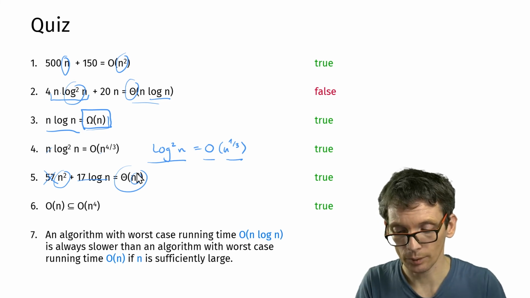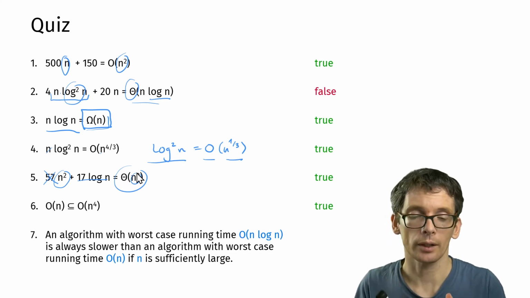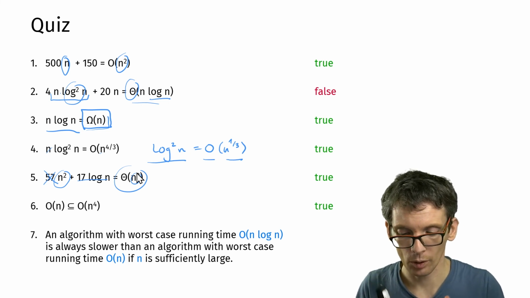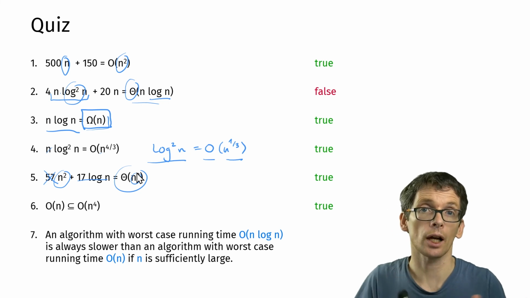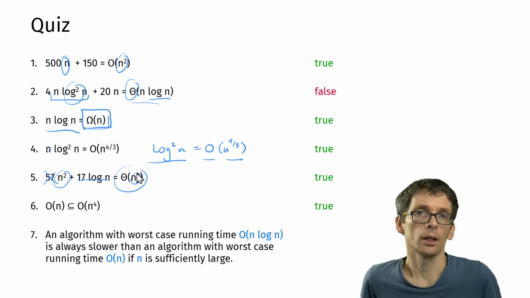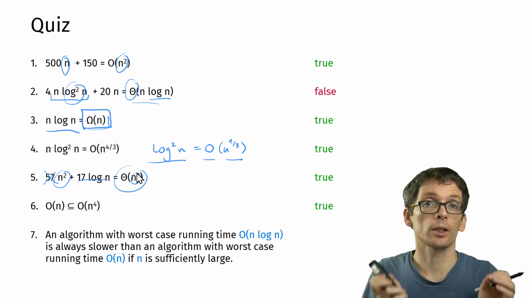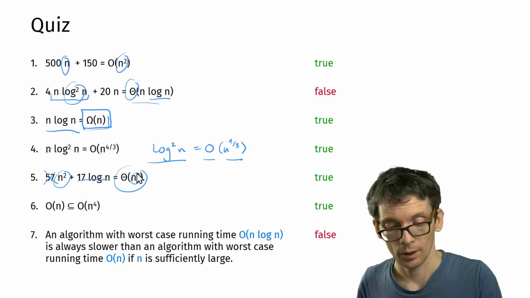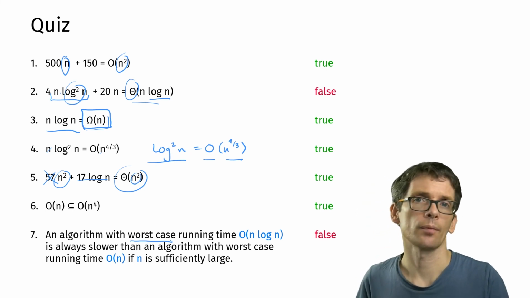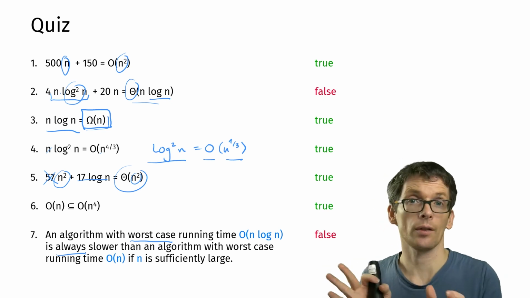Here's one last one. An algorithm with a worst case running time O of n log n is always slower than an algorithm with worst case running time O of n, if n is sufficiently large. True or false? This is false in several ways. First of all, worst case running time, and always. That doesn't fit together.